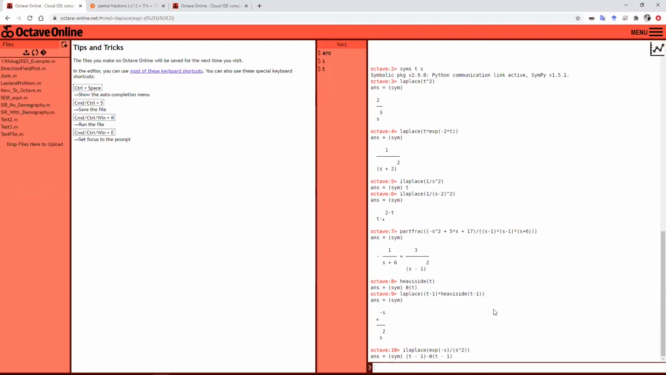Okay, so this is a good way to potentially check your results of your assignment, or just have a play and test out.